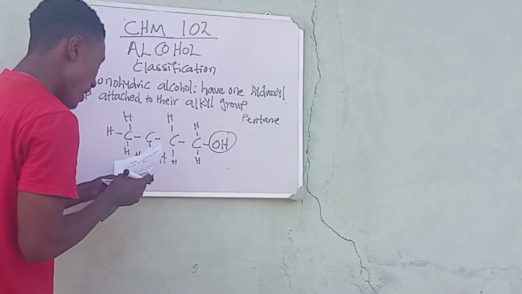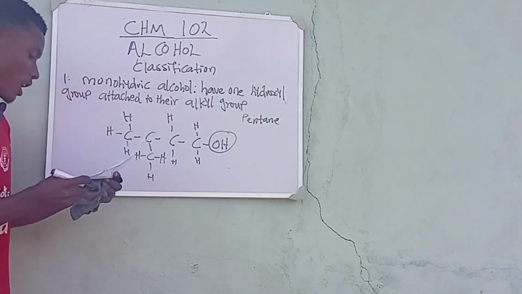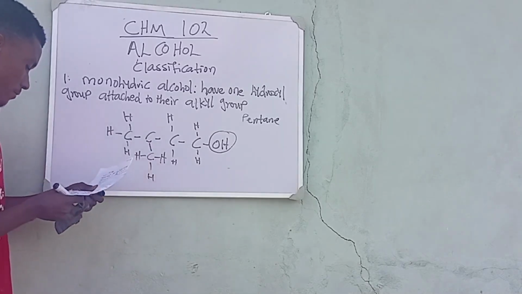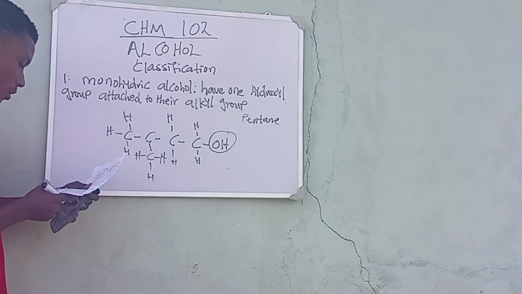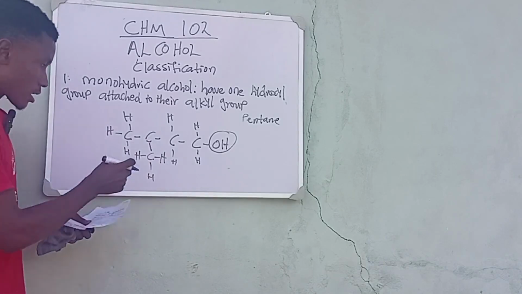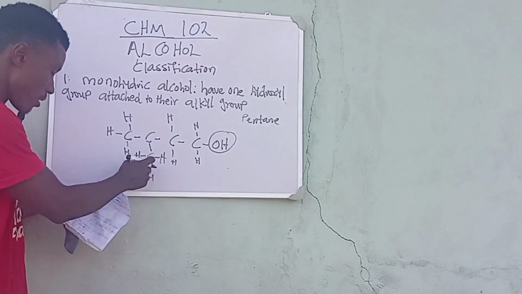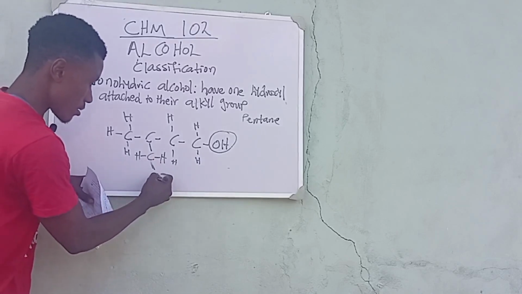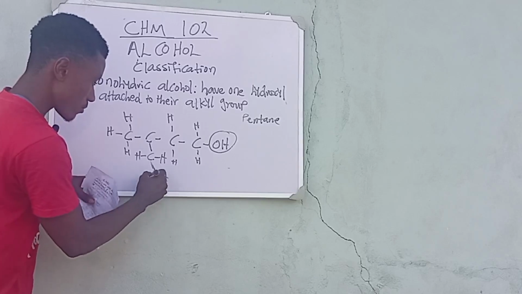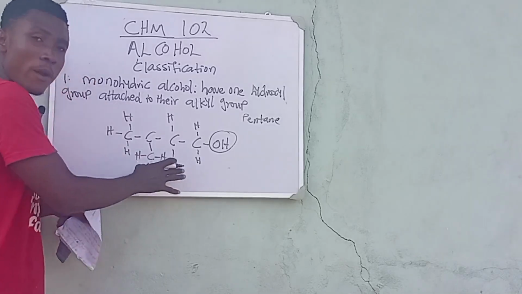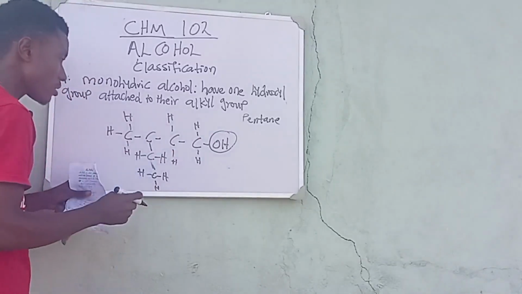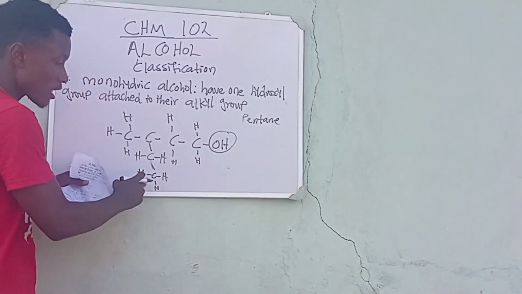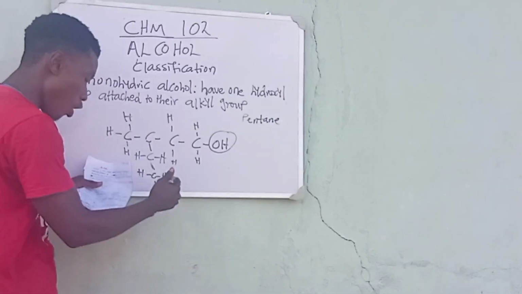So now we check out where the branch is coming from. Let's check out here. This compound here still goes down from what I have here. Basically, the name of this compound is 3-methyl. The name of this compound is 3-methyl penta-1-ol.